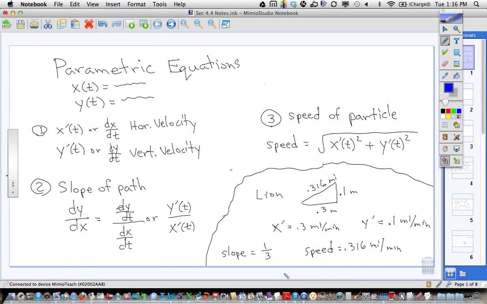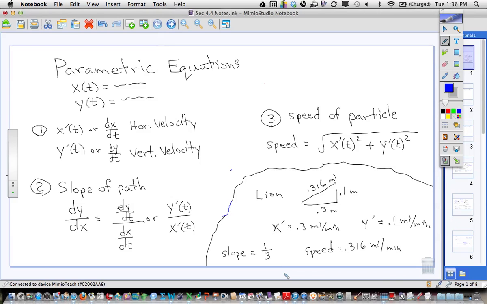So slope of the path, this is just a formula you're going to have to memorize. dy/dx, the slope of the path, is simply the y derivative on the parametric equation divided by the x derivative. That's not bad though, because y is always on top when you're doing slope, so it makes sense.